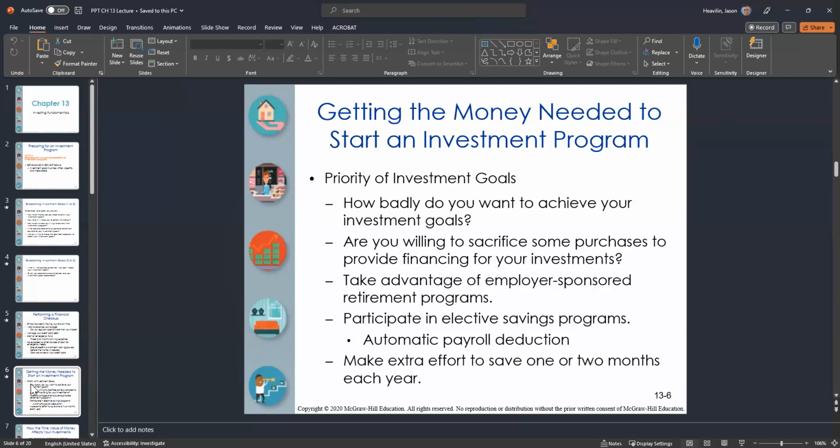And then they decide not to. They don't want to. So then they don't want it that badly. They would like to get it, but they're not willing to make the sacrifices. So how badly? It's pretty much a way to say, well, how much sacrifice are you willing to make? Are you willing to sacrifice some purchases to provide financing for your investments, as we just spoke about? Sacrifice future purchases, sure. But as I mentioned in my example, sacrifice current things you have.